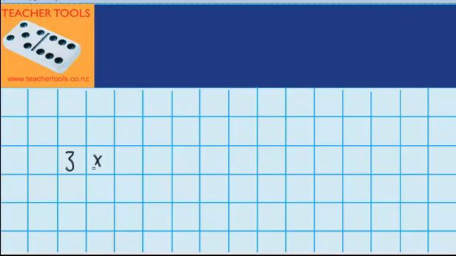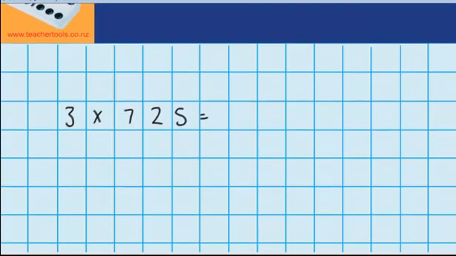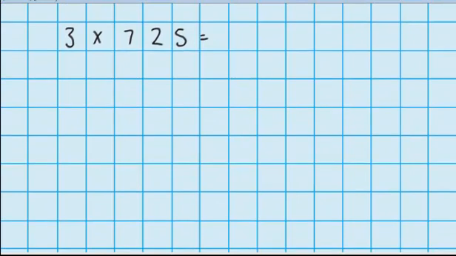3 times 725. Well, I need to start by setting this problem out like an algorithm. And to do that, I'm going to make sure I put one number in every box. So 725. And notice how by doing that, I've been able to keep my ones, tens, and hundreds all in separate boxes. Times 3, and I rule off underneath that.